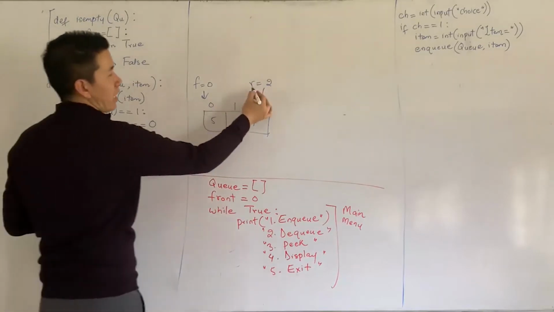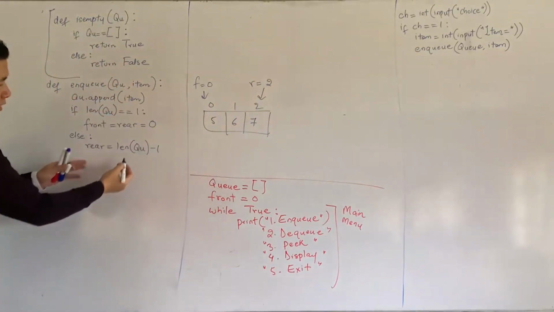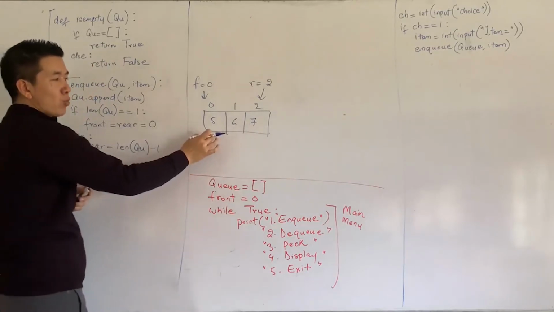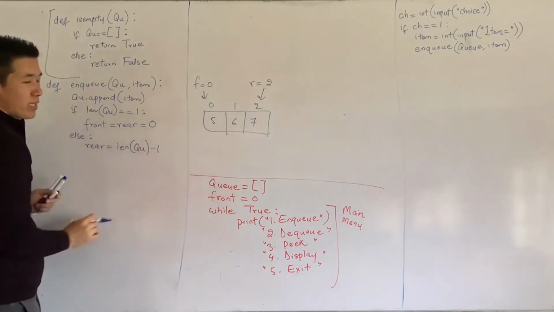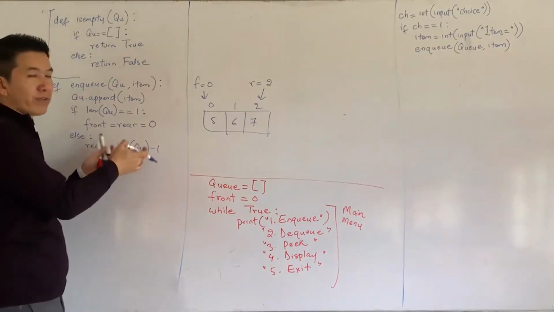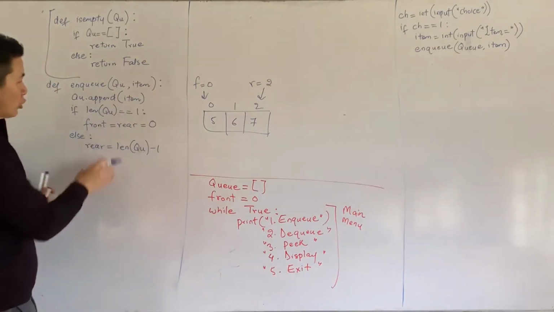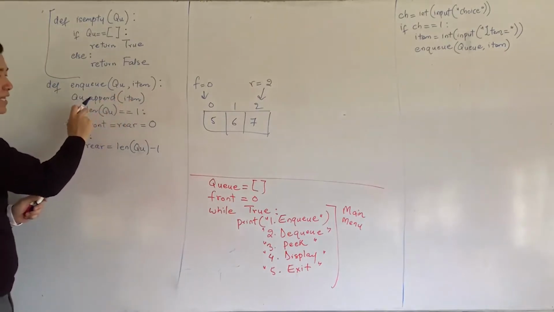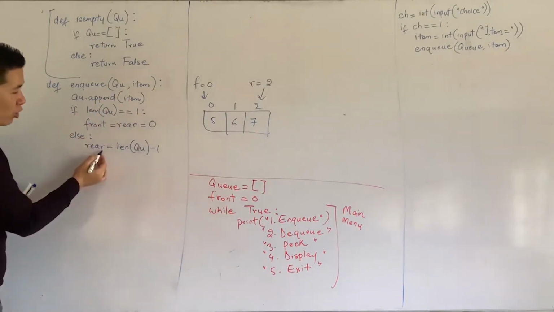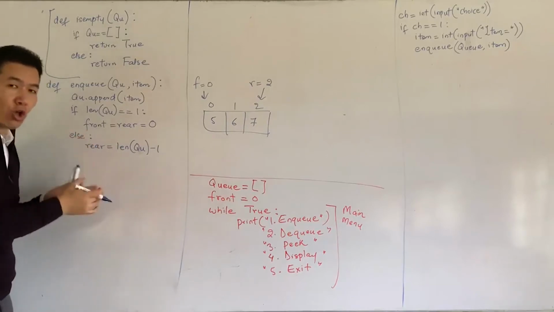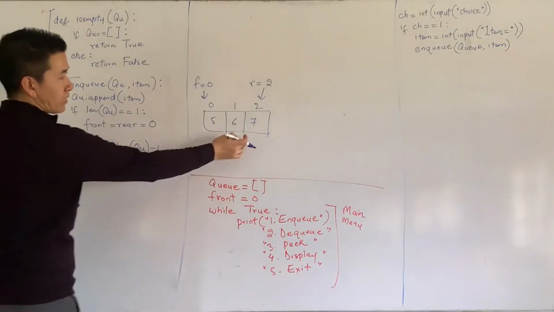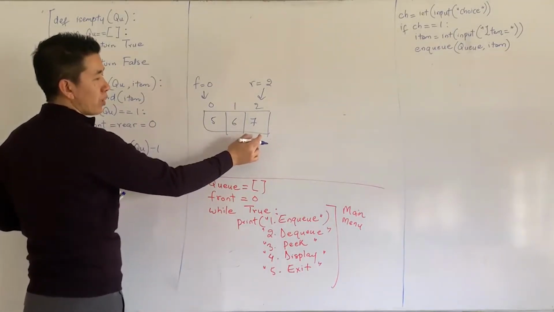So how do you get this? The length of q is 3. You have 3 elements, 1, 2, 3. 3 minus 1 is 2. So the value of rear will always be length of q minus 1. So if the item that is added is not the first element, if it's the second or third, the value of rear will always be the length of q minus 1, as is the case here, okay?